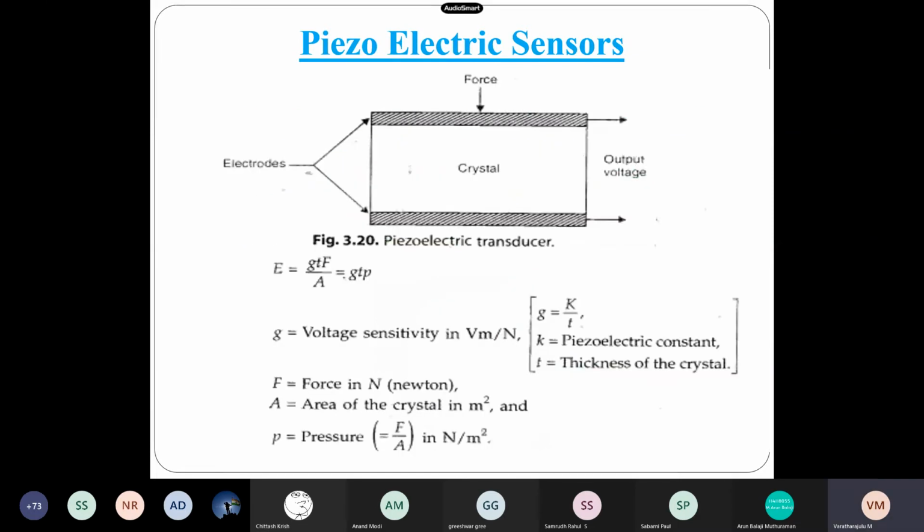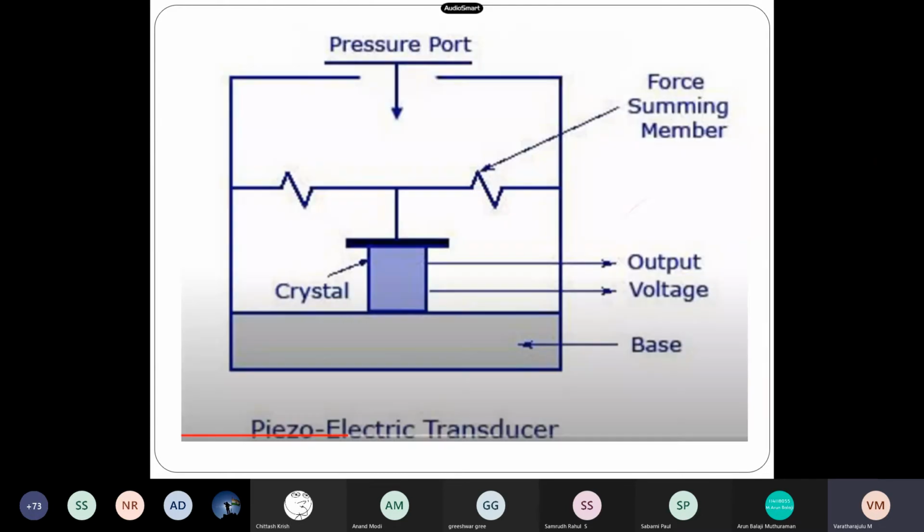And some of the mathematical relations of piezoelectric sensors, I will talk a little about these mathematical equations. And see here, we have the force, summing member, output voltage, and we have the base. The crystal is positioned here, and this was the photograph of piezoelectric transducers.